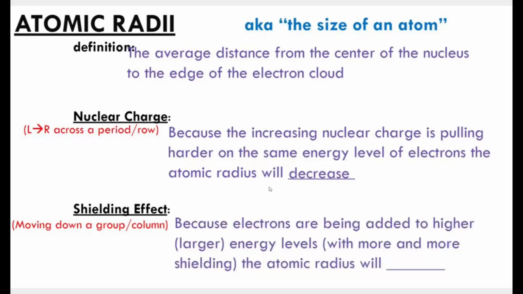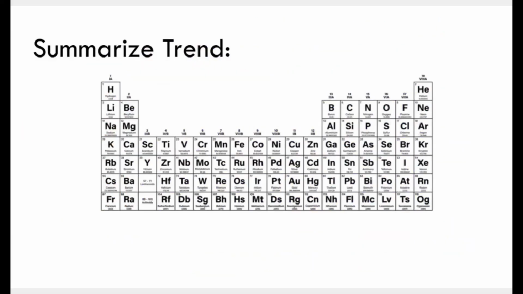So if we're talking about that shielding effect, because the electrons are being added to those higher energy levels, and like you saw in my little drawing right there, those higher energy levels are already larger, making our atom bigger. But with that added shielding as well, that protects the electrons from the pull of the nucleus, those electrons can spread out a little bit more. And that, in addition to the extra energy levels, will make our atomic radius bigger.